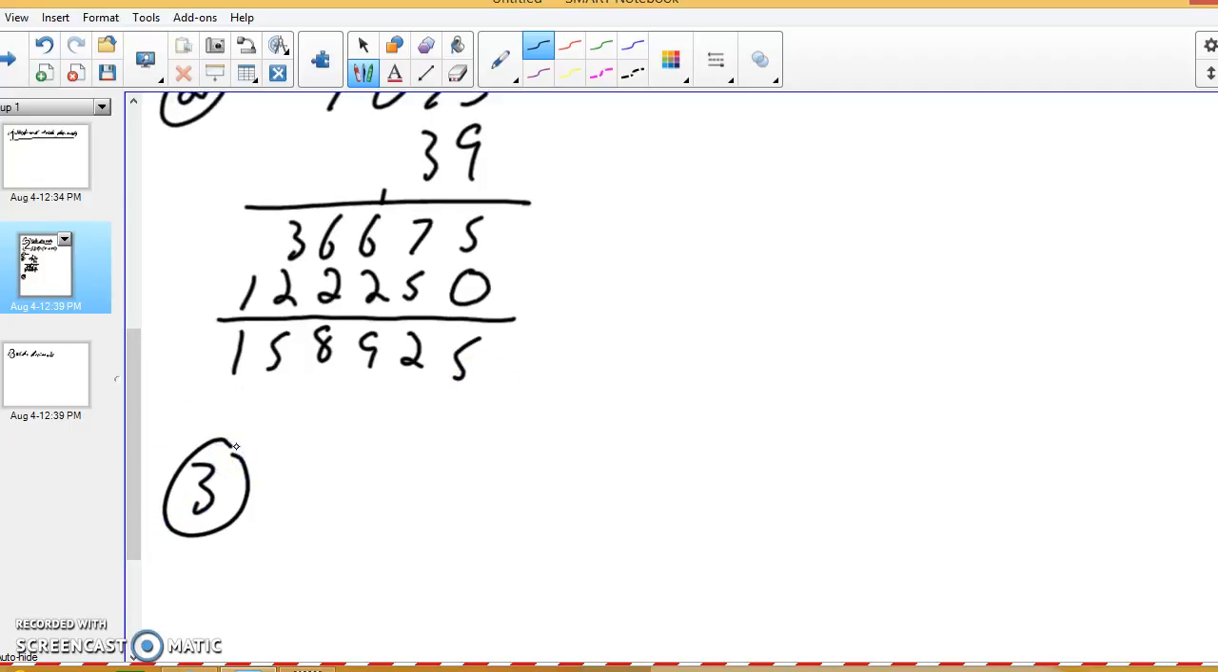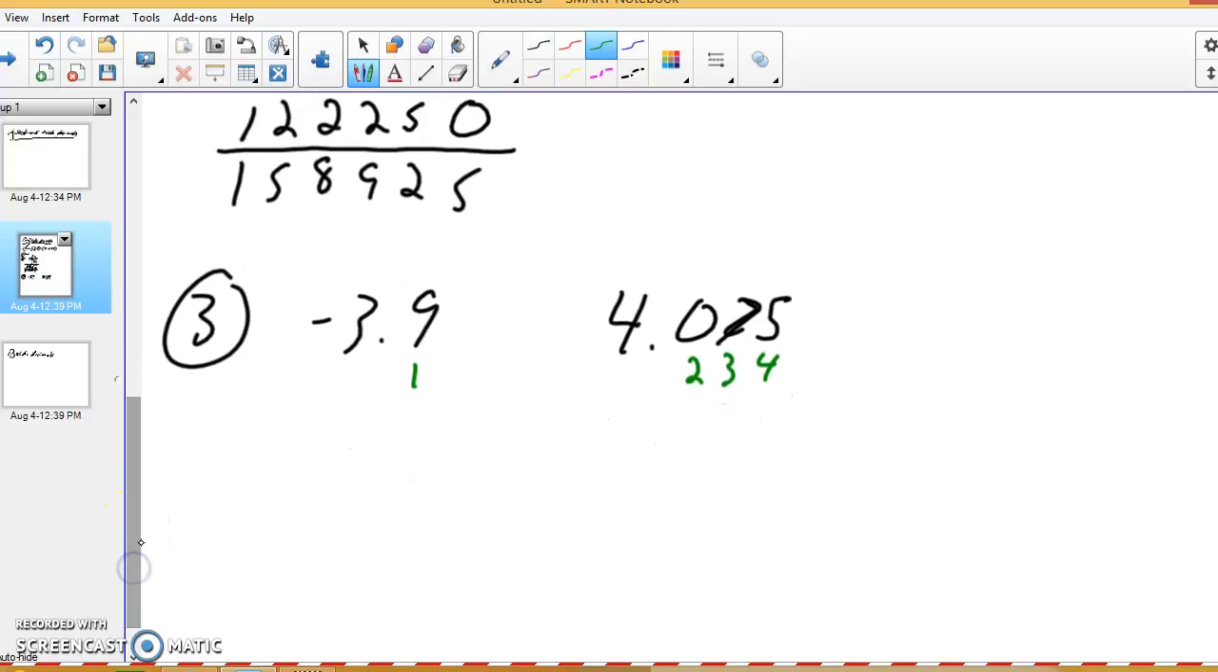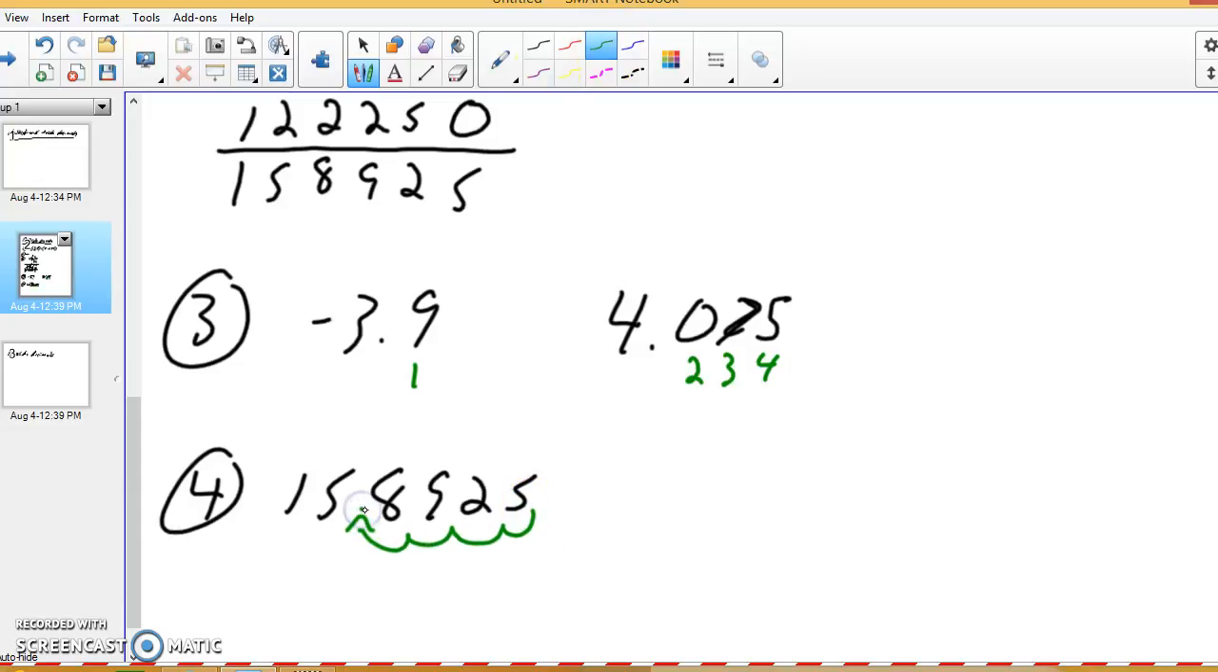Step 3 is add up all of the digits behind the decimal points in both numbers. So again, we have 3.9 and 4.075 as our two original numbers. Like I said, you just add up the amount of digits behind the decimal points. So we have 1, 2, 3, 4. We have 4 numbers behind the decimal point in our original numbers. So step 4 is move the decimal point 4 places. 1, 2, 3, 4.